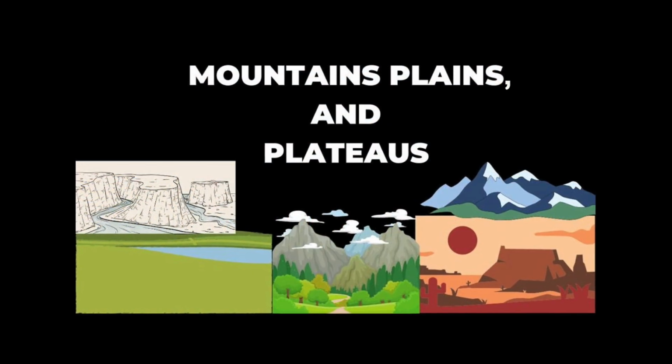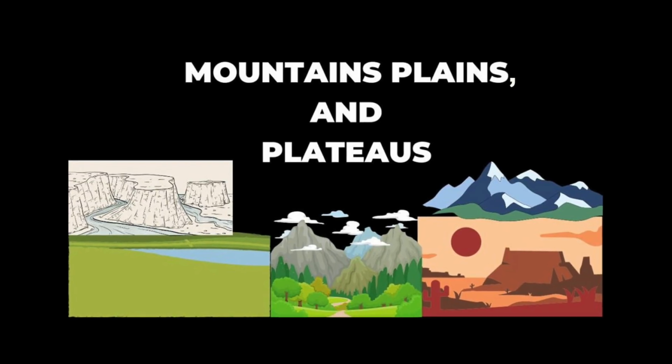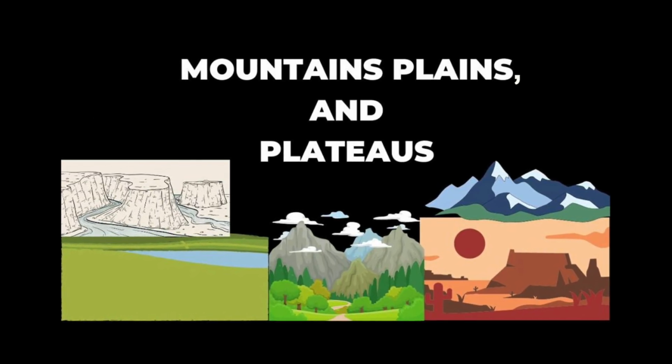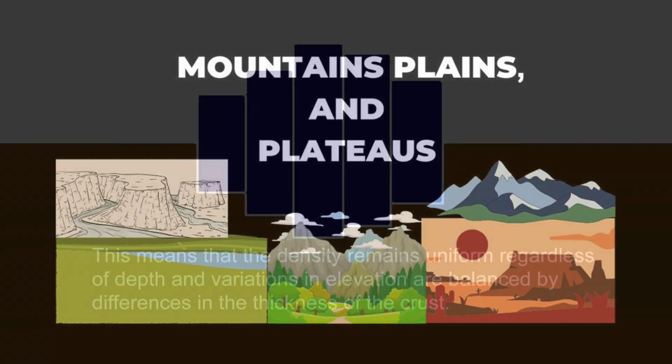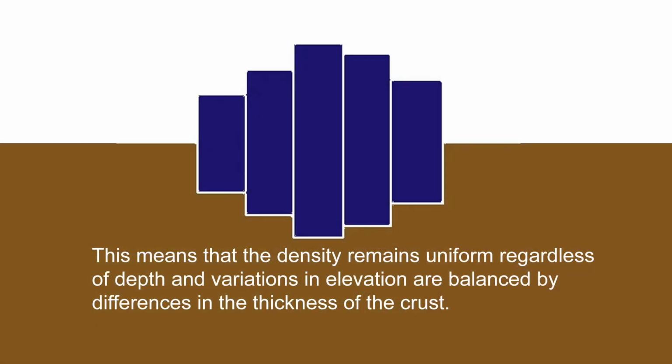According to Airy, land columns such as mountains, plateaus and plains all have the same density. This means that the density remains uniform regardless of depth, and variations in elevations are balanced by differences in the thickness of the crust. So, Airy proposed that uniform density rocks make the continents, but their thickness varies.